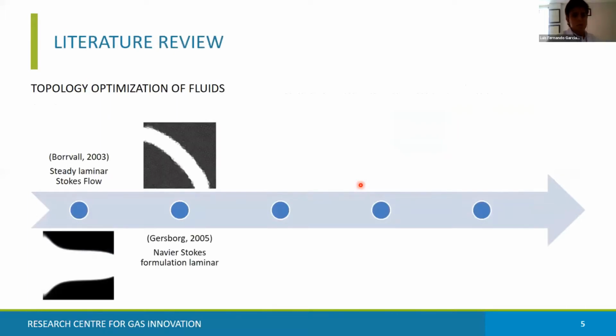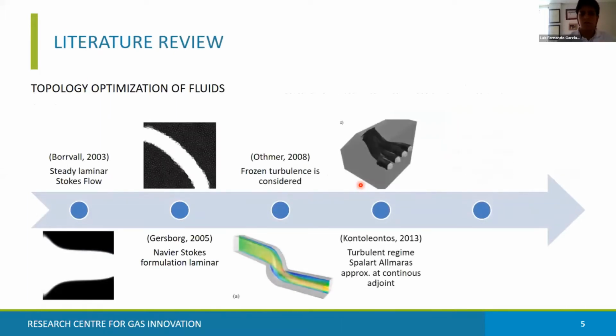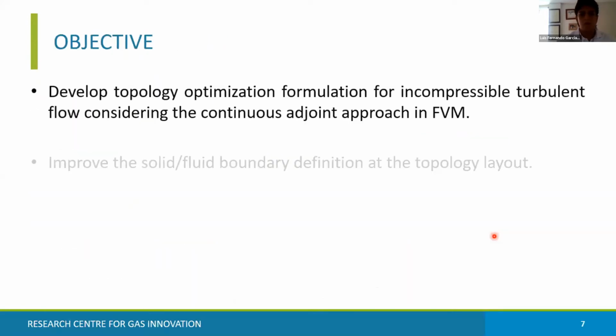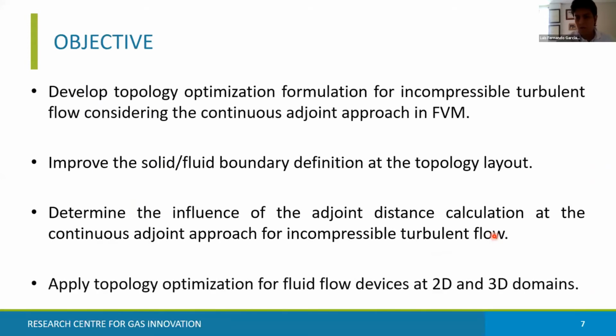Topology optimization started in 2003, and plenty of works have been performed for laminar flow, and the turbulence regime is now being tested. This is actually the field of my research during my PhD. Especially in the discrete adjoint approach, there have been some works on turbulent flow, but for the continuous adjoint approach, there are some spaces that still have to be explored.